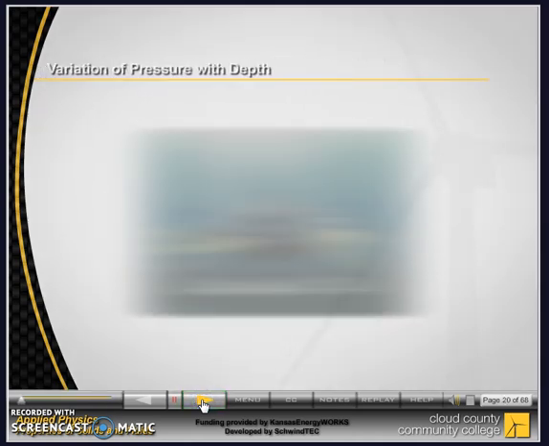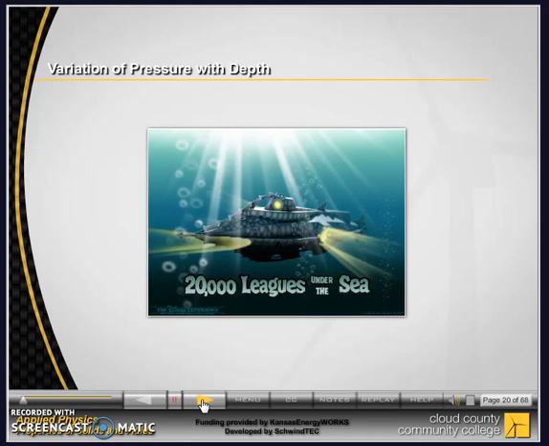Do you remember the movie 20,000 Leagues Under the Sea? There is a lot of pressure on this submarine, the Nautilus, at that kind of depth. Captain Nemo would have to come to the surface slowly to make sure he didn't get the bends.